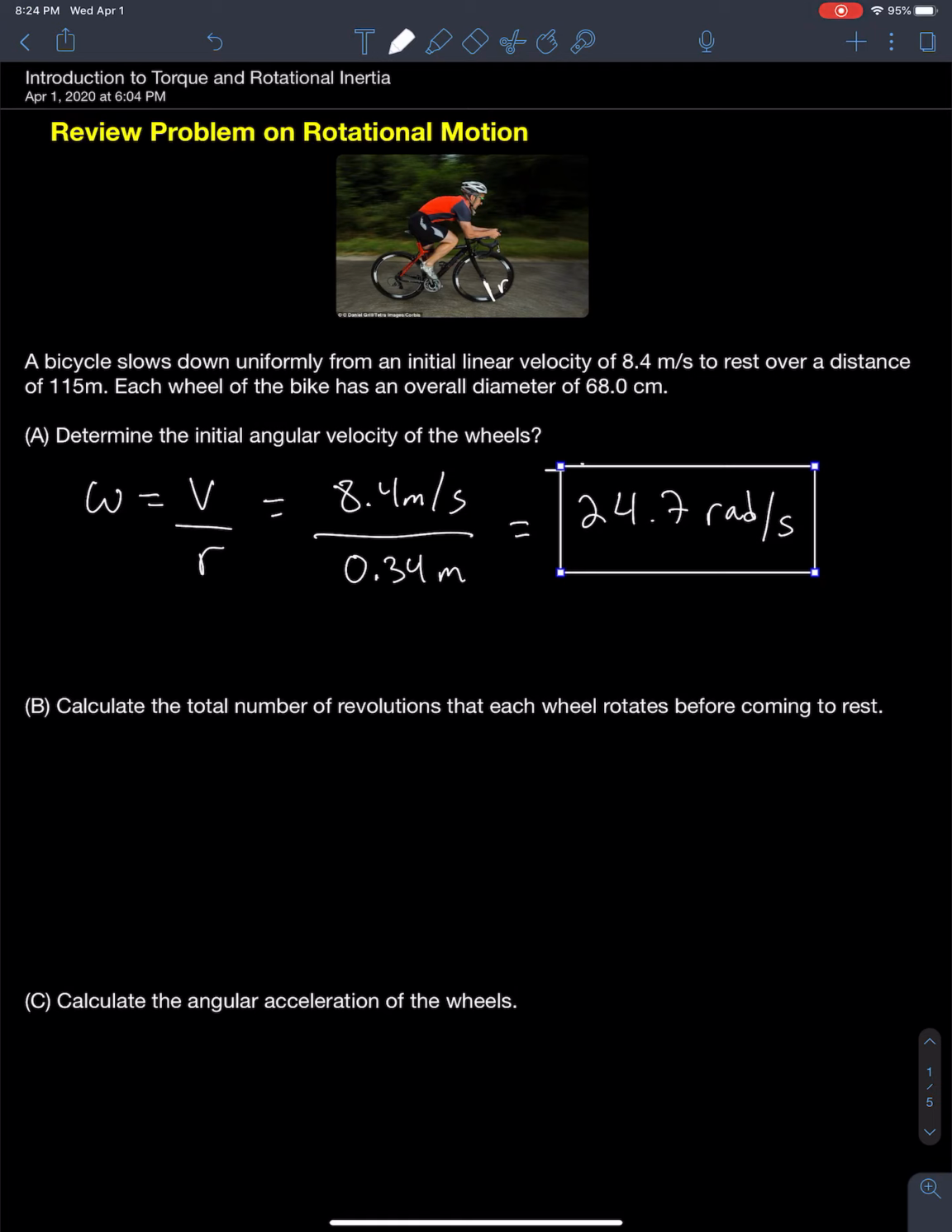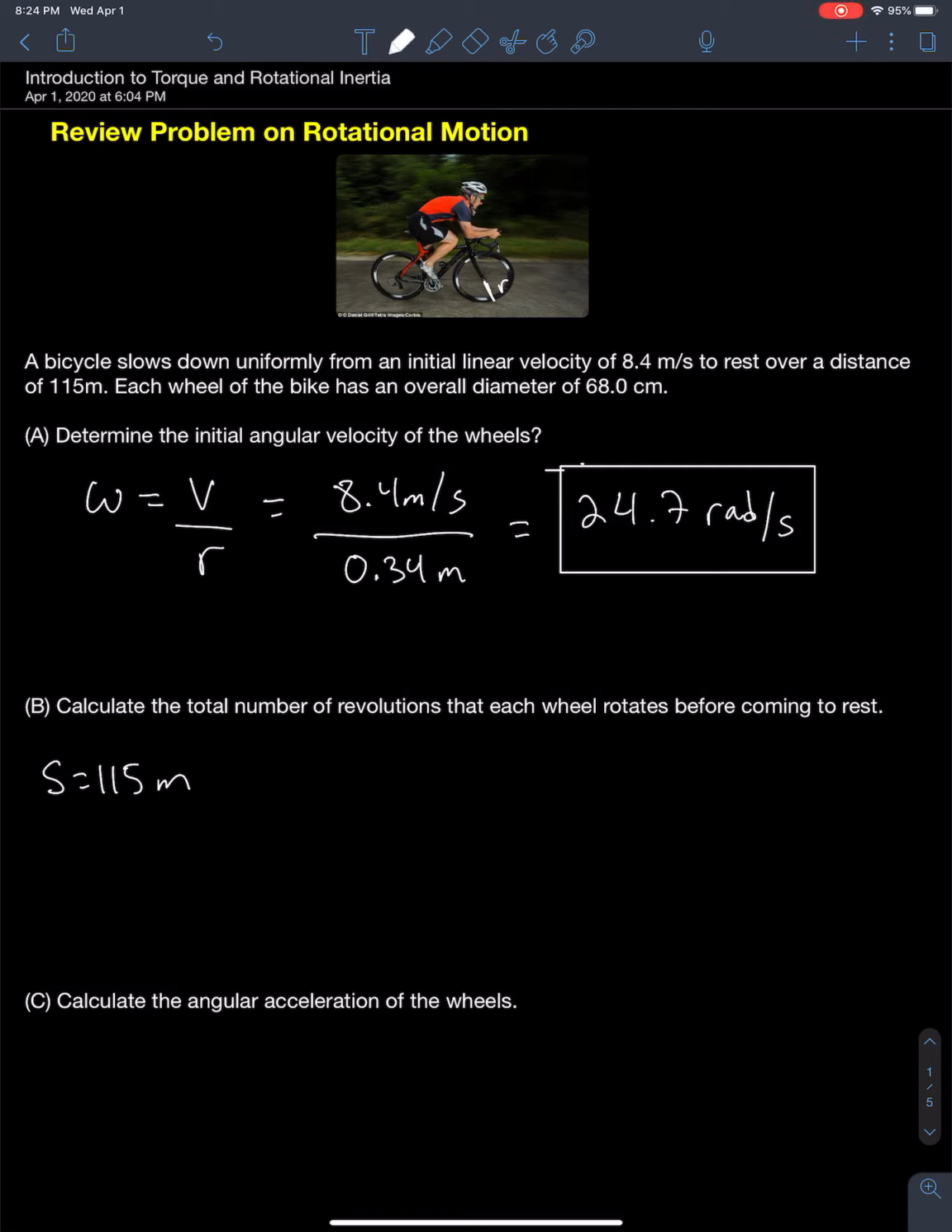So how are we going to do that? How are we going to figure out how many times that wheel rotates? Well, first of all, I need to figure out the total distance, which is 115 meters. So the bike is going to travel a distance of 115 meters. I don't have to do much in terms of using my angular velocity. I could if I wanted to, or I can use some logic.